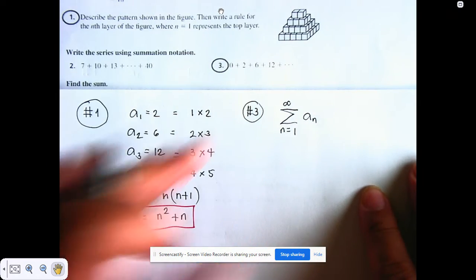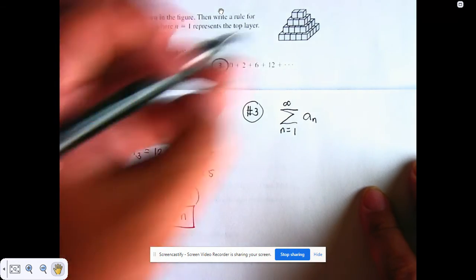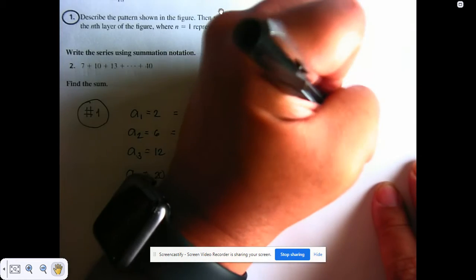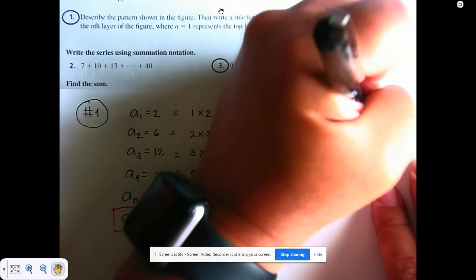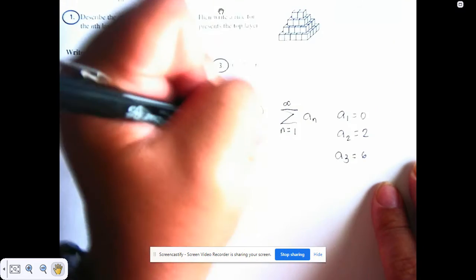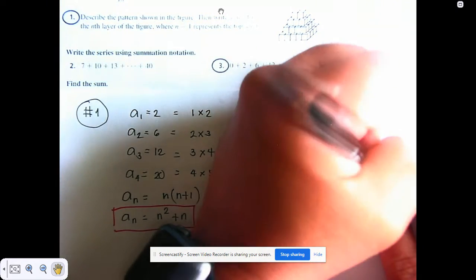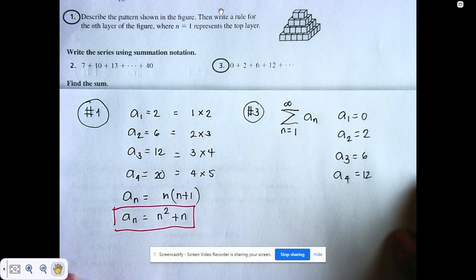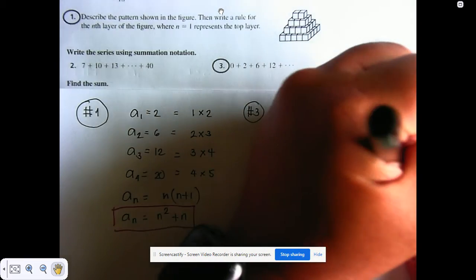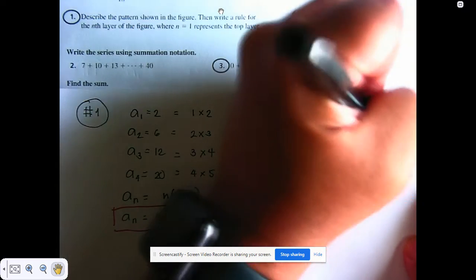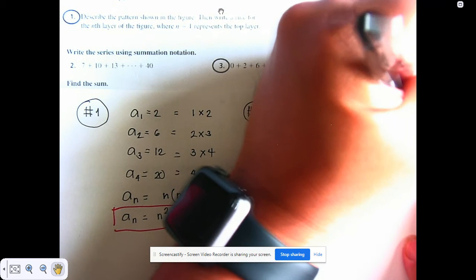So all we have to do is figure out what a sub n is. Let's look at the numbers. Here a sub 1 is 0, a sub 2 is 2, a sub 3 is 6, and a sub 4 is 12. If you notice, let's make a pattern from here. 12 is 3 times 4. 6 is 2 times 3. 2 is equal to 1 times 2. And then 0 can be typed as 0 times 1.